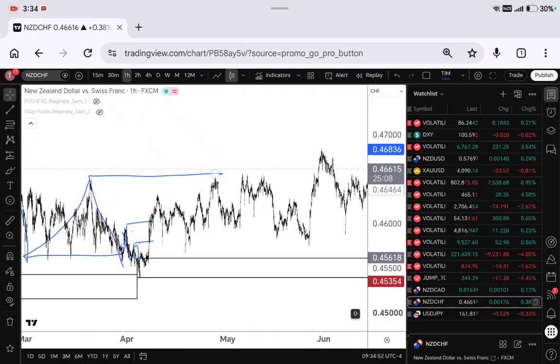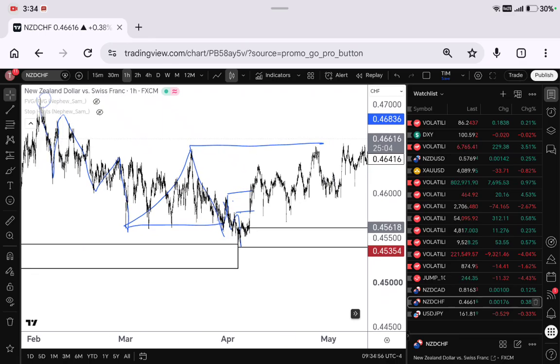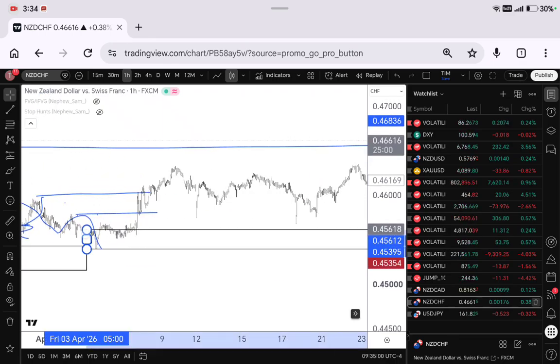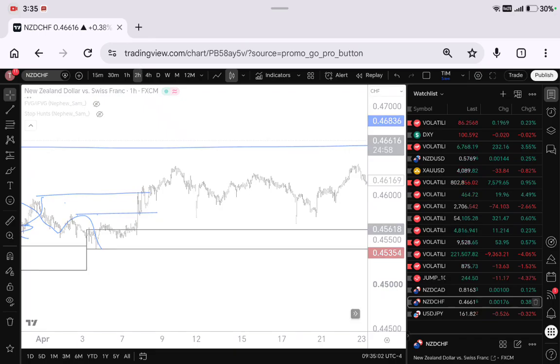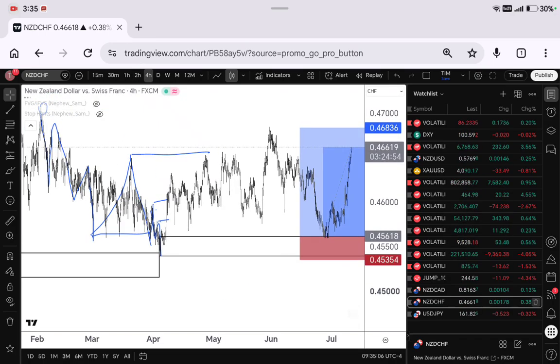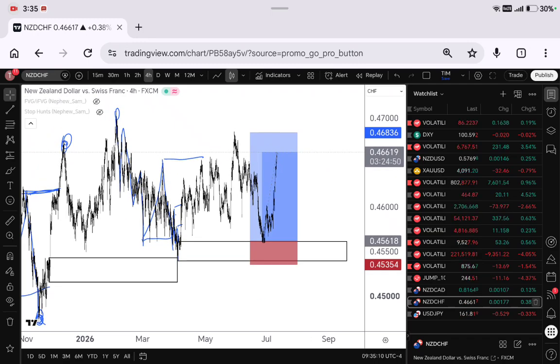So after this guy has broken, right? This guy, what we were gonna look for is a demand zone, right? This is why I marked this demand zone over here. Then let's go back to a 4-hour time frame. Then from there, as a result, what did price do? Price came into my demand zone.